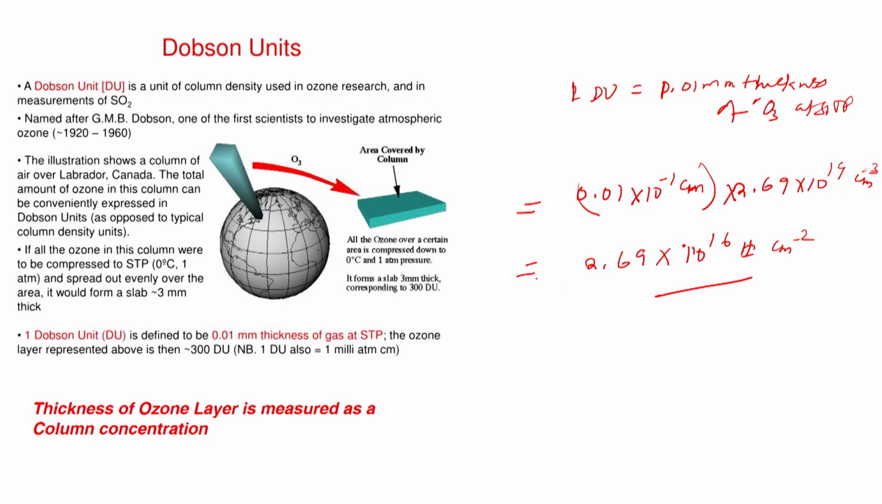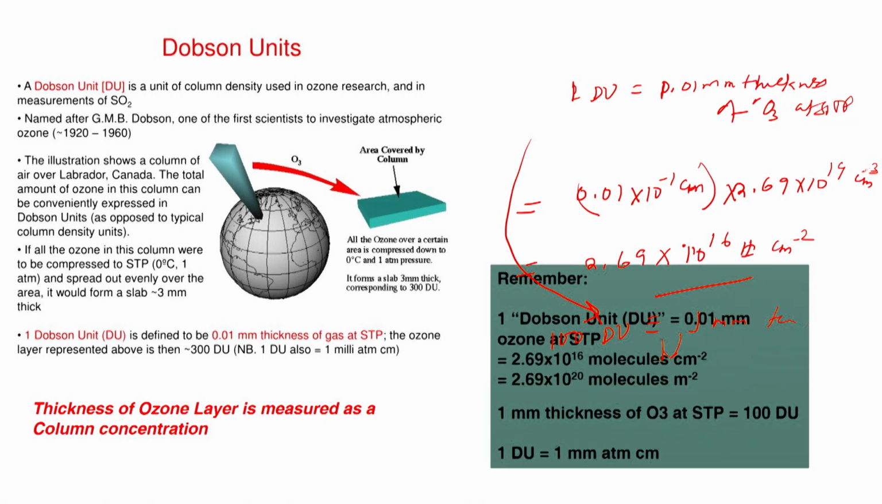And from one more equation you can also see that one Dobson unit is 0.01 mm. So what would be the thickness of 1 mm? 100 Dobson units will be equal to 1 mm thickness. So you can calculate this one. This is very important. So we will go to the next question.